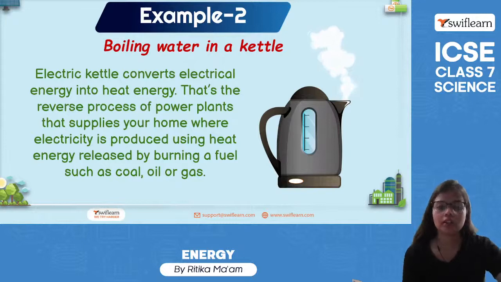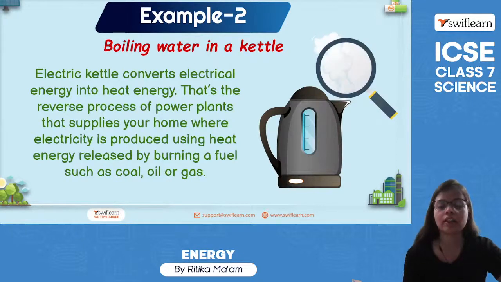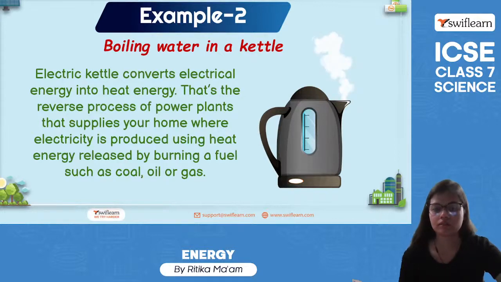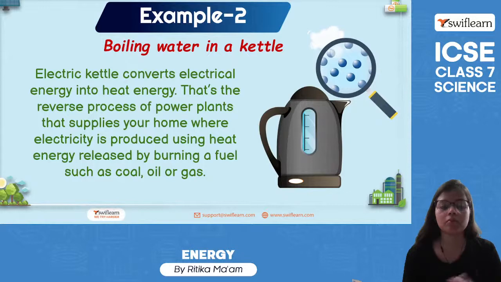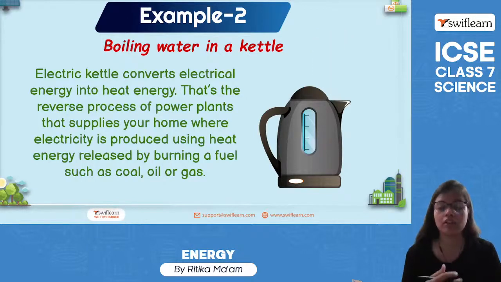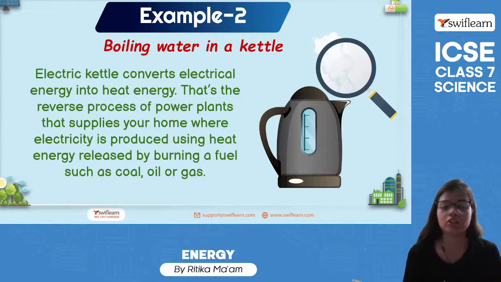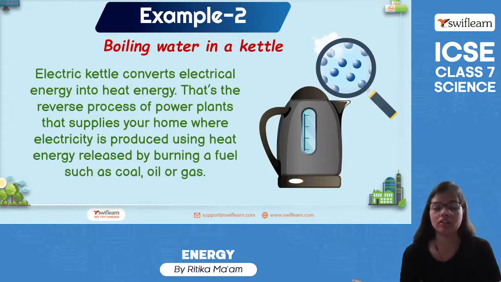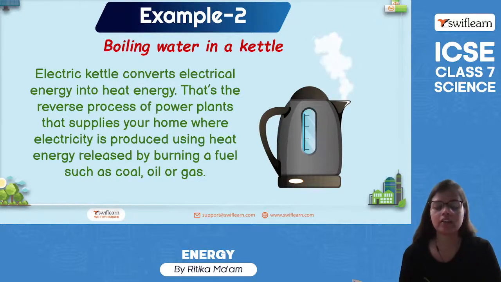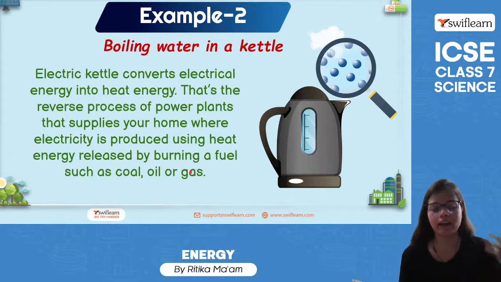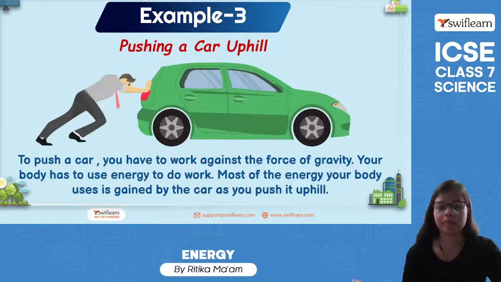Boiling water in a kettle. What is the kettle doing? It is converting electrical energy into heat energy. That is a kind of reverse of the process that power plants do. In power plants, electrical energy is produced using heat energy, and that heat energy is produced by burning fuels like gas, coal, oil, etc.